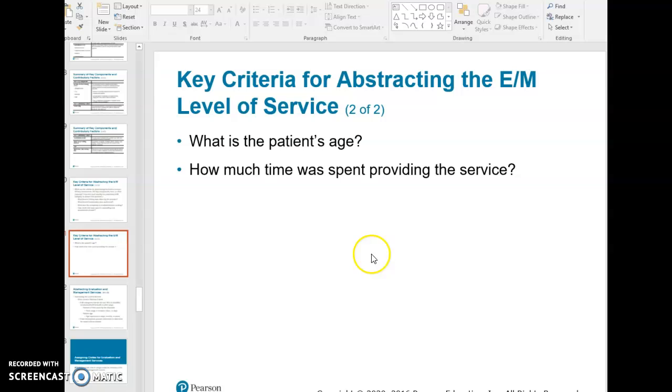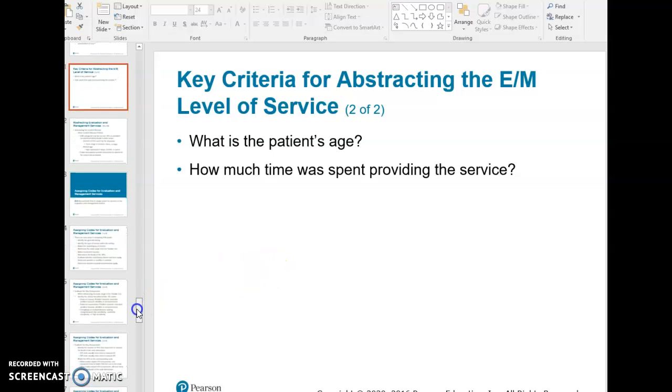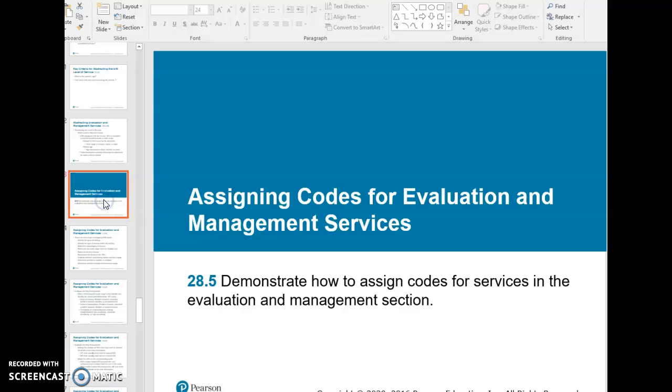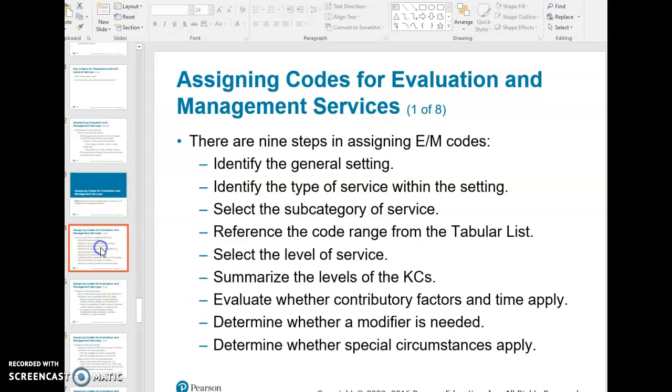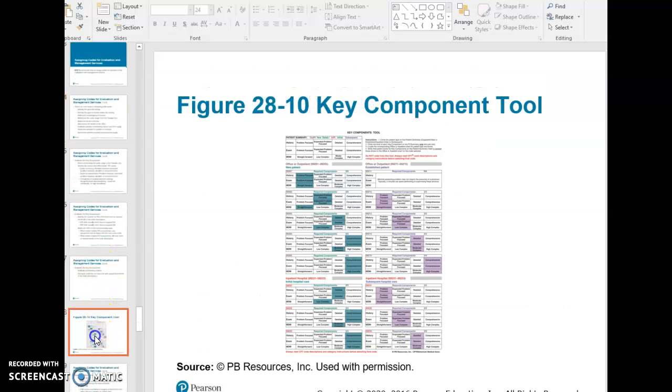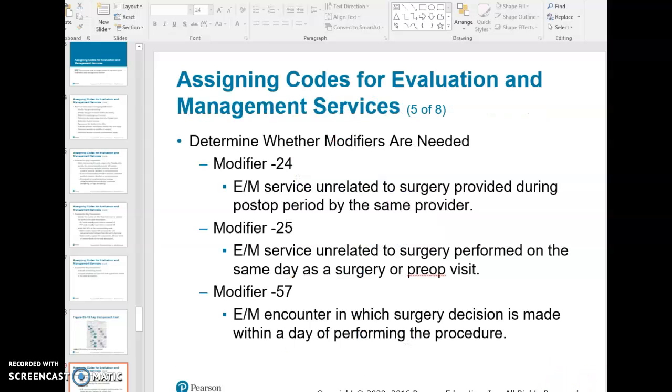And then the patient's age, a very, very young or very, very old person, is going to change the level of service. So I have a few minutes left on this, and let's see what I can point out quickly. Your key component tool, you have this on page, well, you're in the first edition. In the second edition, it's on page 514, but the same chart is going to be in your book. So that should be helpful for you.